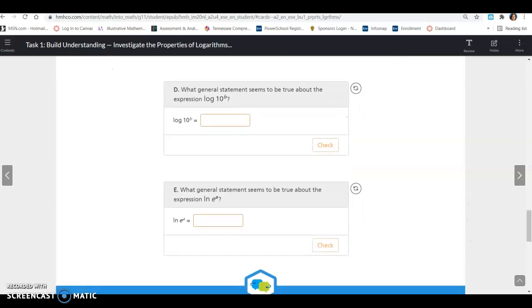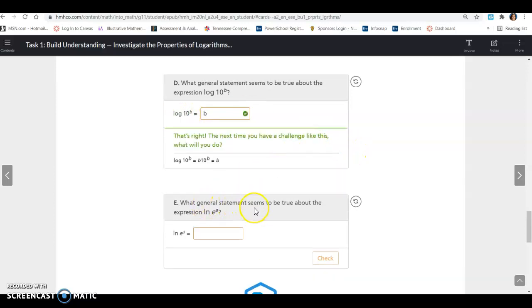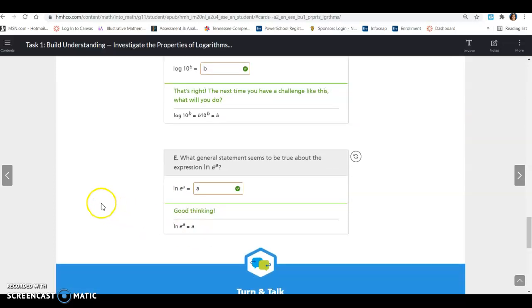All right, it says what general statement seems to be true about the expression of log of 10 to the b power? So log base 10 of 10 to the b power is going to equal b, because again the 10s cancel out. And then it says what general statement seems to be true about the expression natural log of e to the a? So this is just going to be equal to a. All right, that's all for task 1. If you have any questions, let me know.